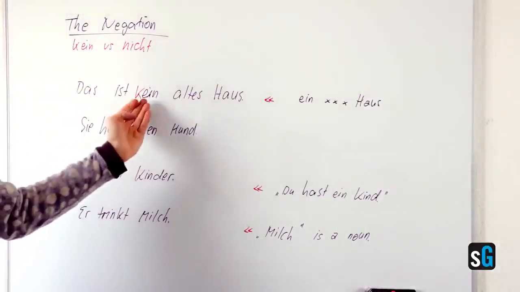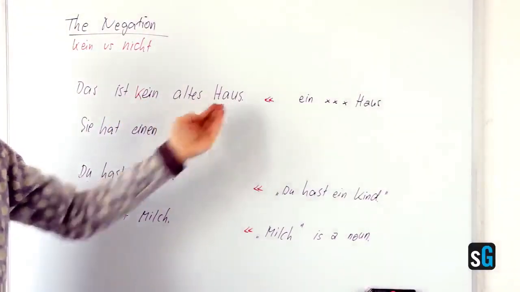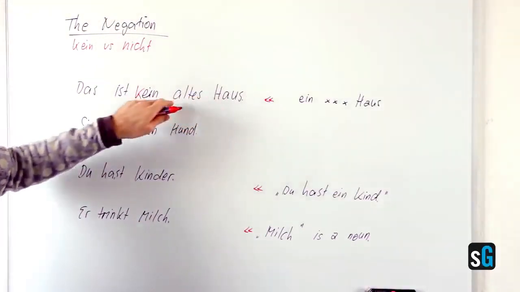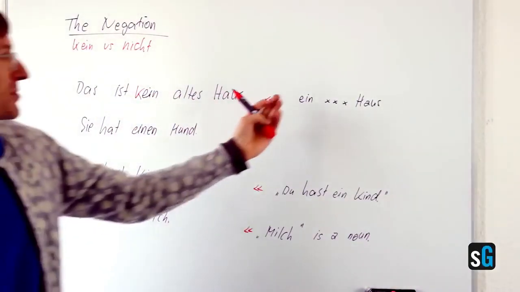One point here, as you can see, kein doesn't have to stand directly in front of the information it's negating. It can also have an adjective in between. Yeah, that's why I have marked it like this.